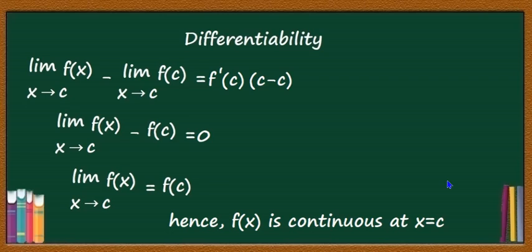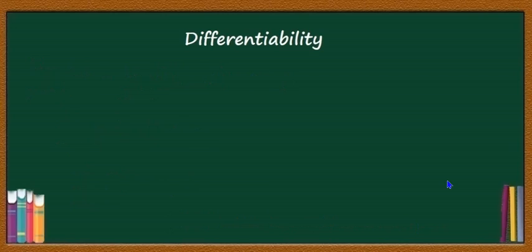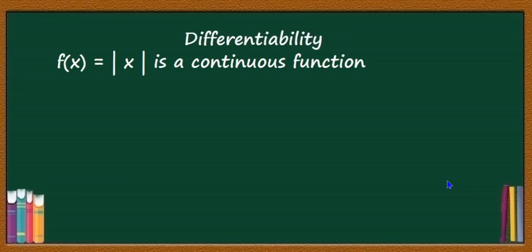And to show that if the function is continuous, then it need not be differentiable, let us take one suitable example, that is f of x equal to mod x. And it is a continuous function. You already know that f of x equal to mod x is a continuous function.